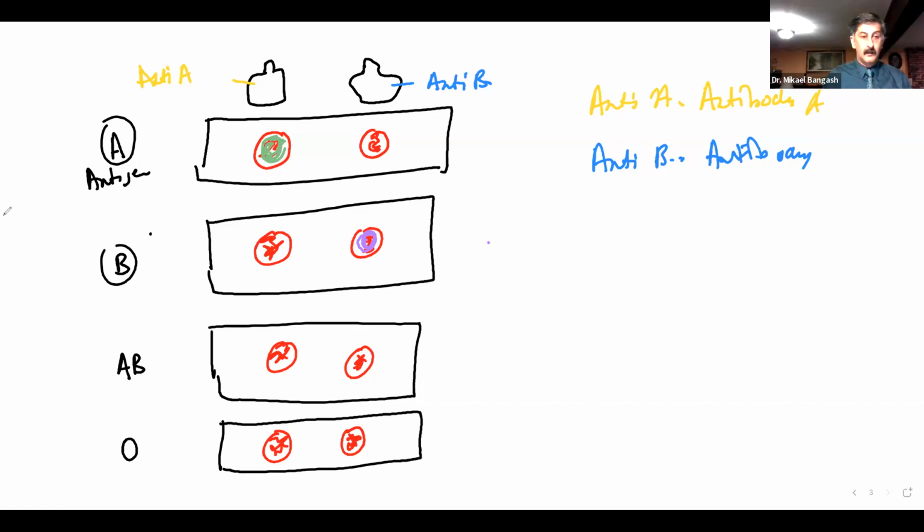Whereas if your blood reacted in both drops, that was just the interaction between the A antigen being reacted upon by the A antibody, and here the B antigen was reacted by the B antibody. That means your blood had both the antigens, A and B. And from that, it was determined that you are blood group AB.